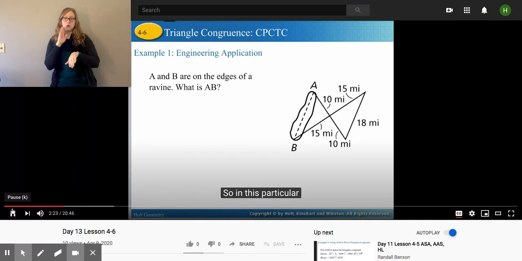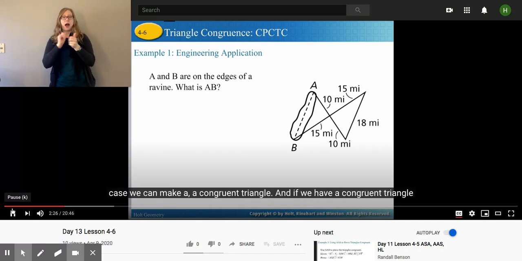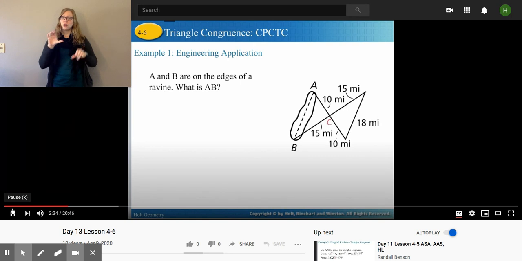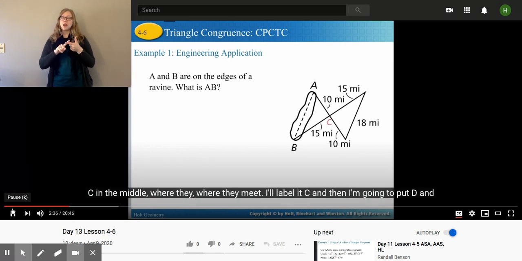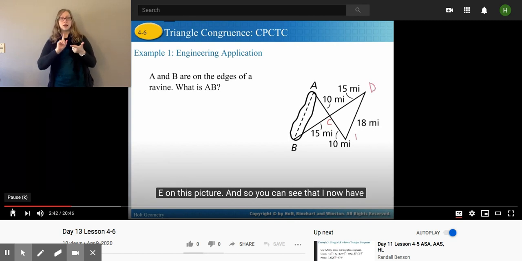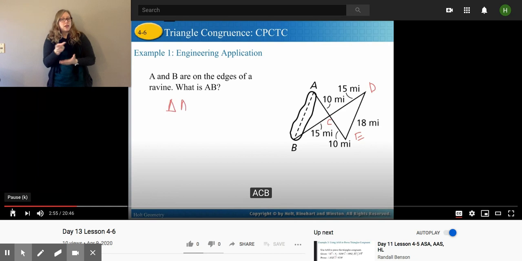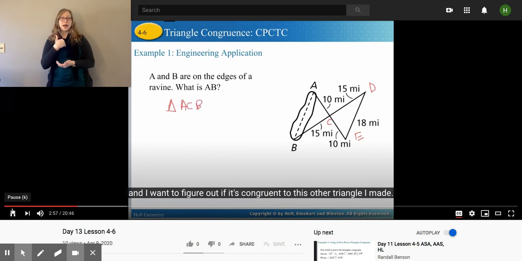So in this particular case, we can make a congruent triangle, and if we have a congruent triangle, then we can match the pieces up. So I'm going to letter this C in the middle where they meet. I'll label it C, and then I'm going to put D and E on this picture. And so you can see that I now have two triangles. I have to show they're congruent. So I have triangle ACB, and I want to figure out if it's congruent to this other triangle I made.